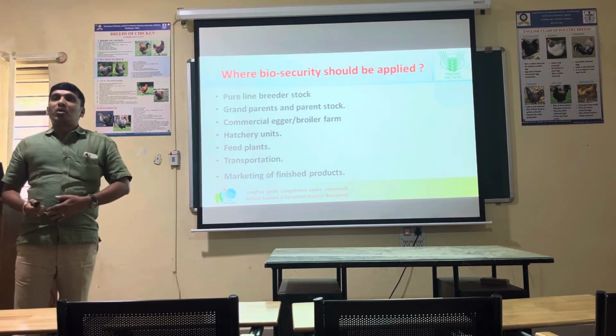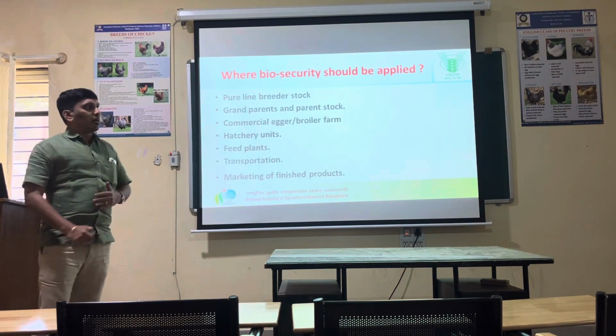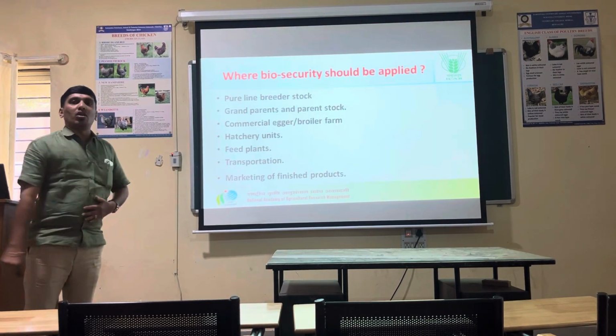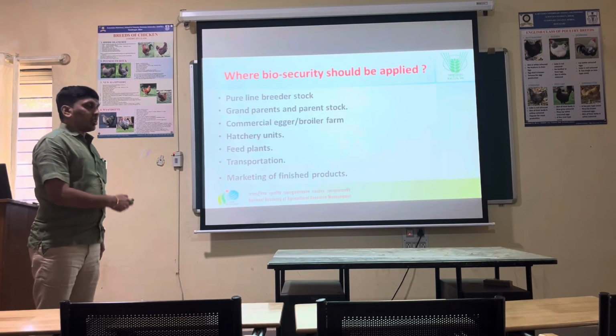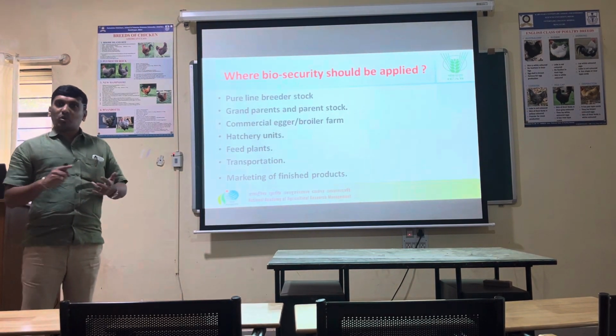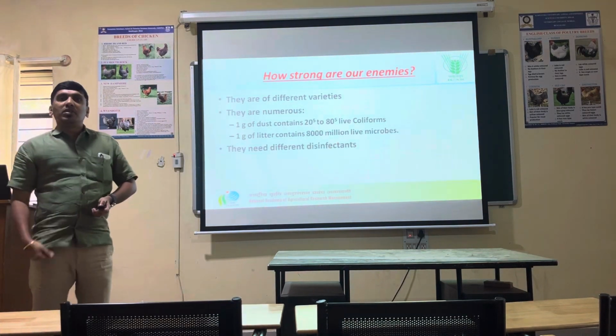And where do you have to apply biosecurity? We have to apply biosecurity starting from the parent pure line stock till the marketing of the finished product. You have to apply the biosecurity aspect in all the farms, hatchery, feed plant, processing unit, and the outlet, everywhere. And how strong are our enemies?